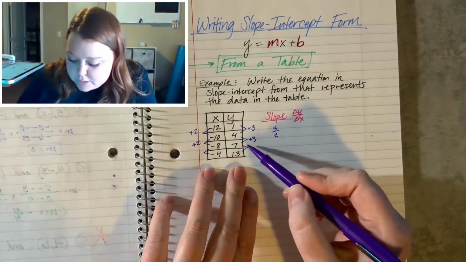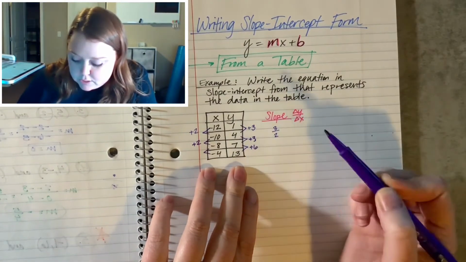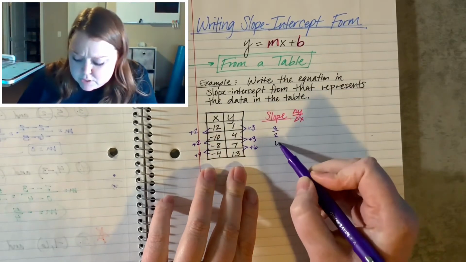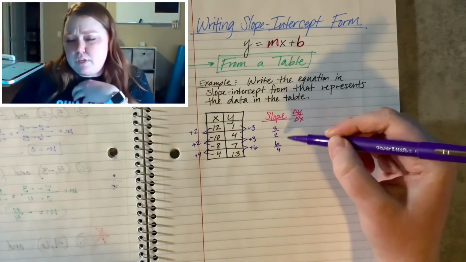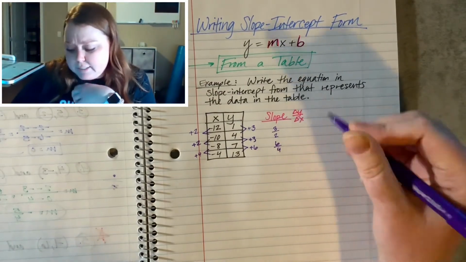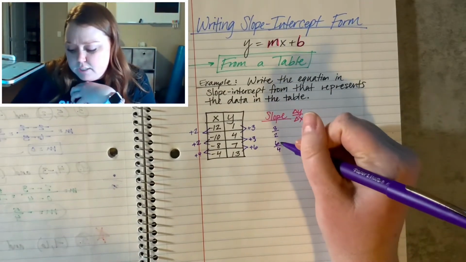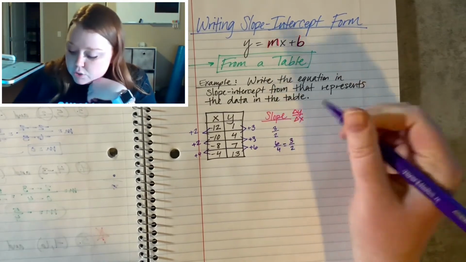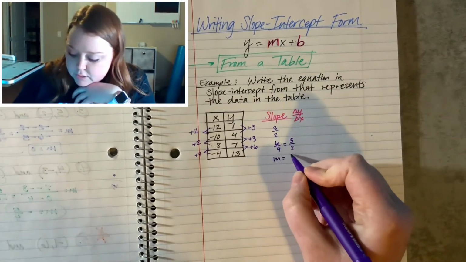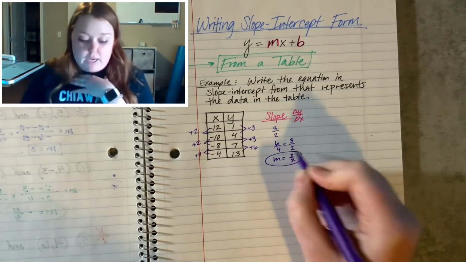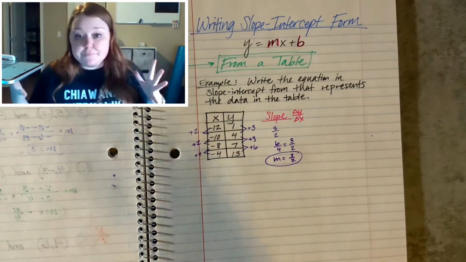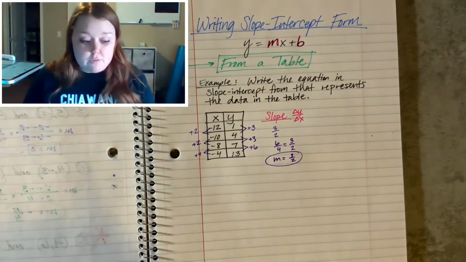Last one, from 7 to 13, that's an increase of 6. From -8 to -4, that's an increase of 4. So this time I have 6 over 4. Are these two things equivalent though? Yes, 6/4. If you divide each of those by 2, you'd get 3 over 2. So your slope is definitely 3/2. Okay, so we found slope. Now what? Got to solve for b.